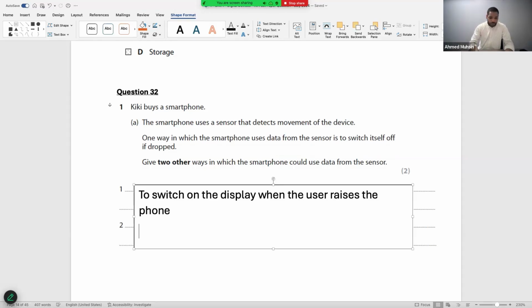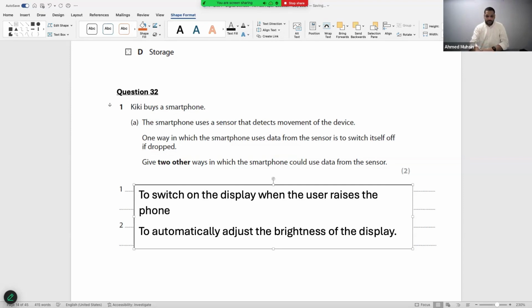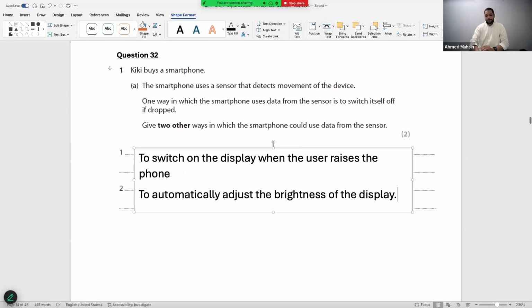Sensors the temperature of the phone, okay? Also, the example I gave you all was brightness. Your phone can detect the light outside and then automatically adjust its brightness based on that. Can we note that down over here? You can say to automatically adjust the brightness of the display. Okay, everybody?